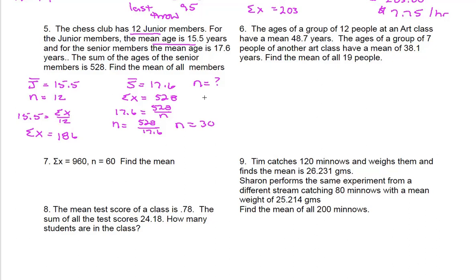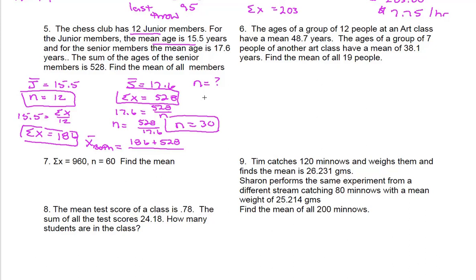So now what I can do is take the pieces of information I have. To get the mean of both, I need both the sum of the x's, which is 186 and 528, add those together, and I need both the n's, which is 12 and 30. So 12 plus 30 is going to be 42, and when I divide those, I'm going to get a mean for both groups of 17.